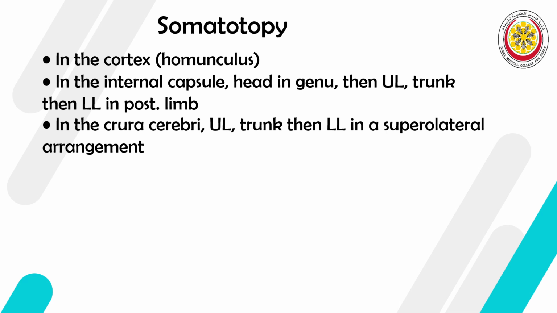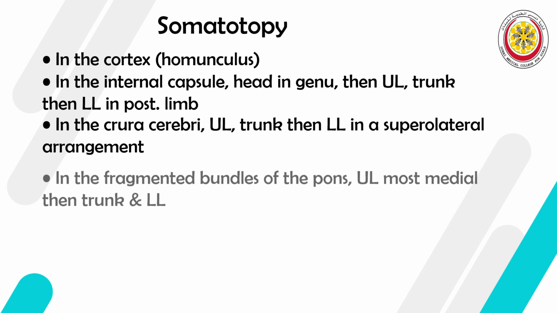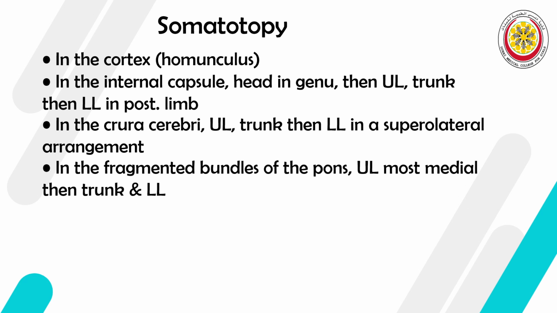The head, followed by the head in the genu, then the upper limb, then the trunk, the lower limb. In the crura cerebri, the arrangement is similar, upper limb. Why don't we have, in the crura cerebri, something for the head?